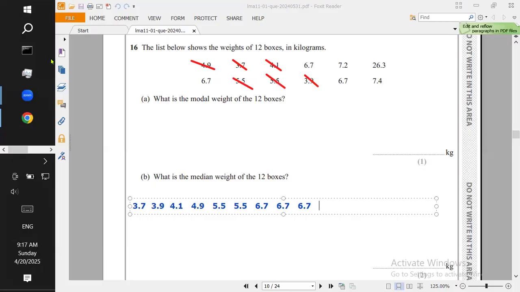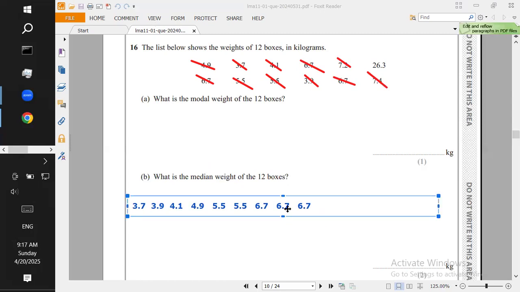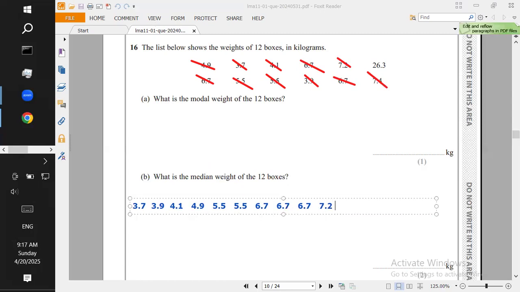Now, after 6.7, first we take them out, yes. 6.7, 6.7, and 6.7. Now, the last ones here, we have 7.2 and 7.4. So I'll take them out and write them. So we have 7.2, 7.4. And the last number is 26.3. And by that, we took all the numbers in the list and put them in order, starting from the smallest. Now, to find the median, you're supposed to follow one of these 2 steps.